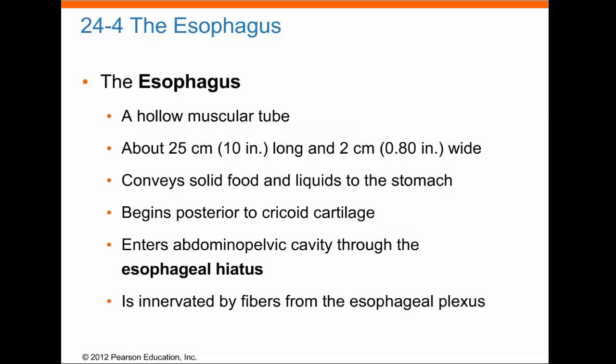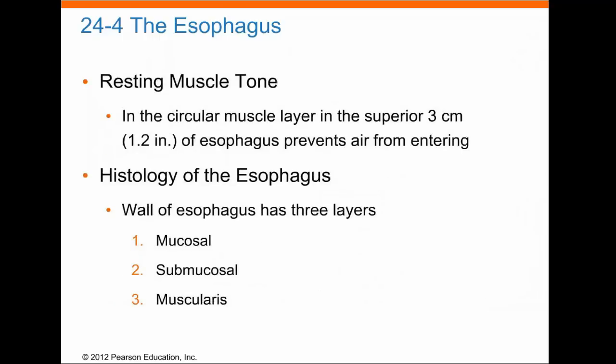And then we have the esophagus. It enters the abdominal pelvic cavity through the esophageal hiatus, and it's innervated by the fibers of the esophageal plexus. So it has resting muscular tone, and it also has 3 layers: the mucosal, the submucosal, and the muscularis. Very similar to the first diagram that we showed you of the digestive system. So 3 layers: the mucosal, the one underneath it, submucosal, and then the muscularis.